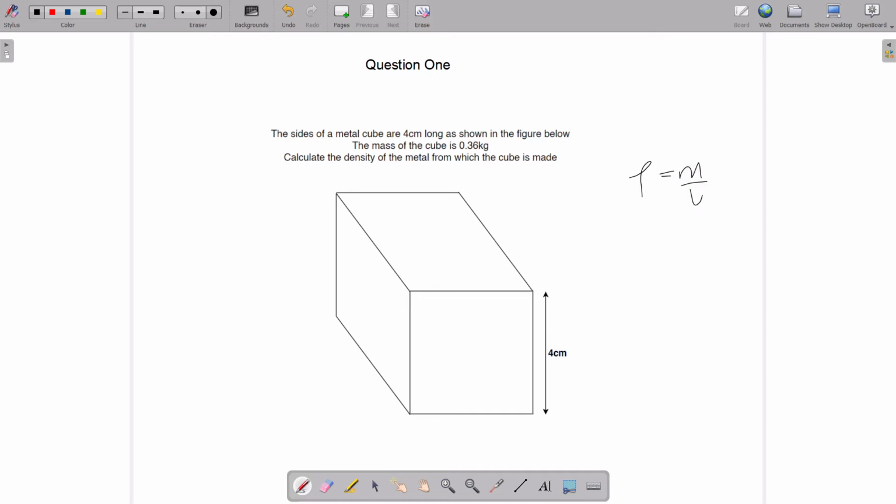In our question, we've been given the mass to be 0.36 kg. The cube has each side equal to 4 centimeters. So to find the volume, we multiply the length, the width, and the height. But we want to keep in mind that each side is given in centimeters.